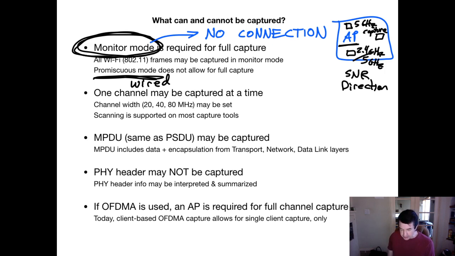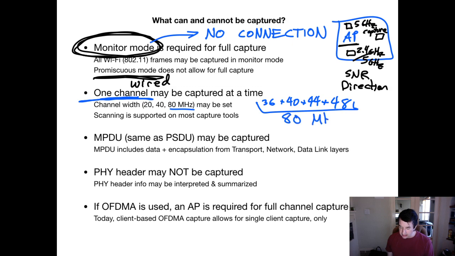We can only capture one channel at a time. Now, you can capture an 80 megahertz wide channel. You can configure your capture to say, I'm actually capturing 4 channels. I might be capturing 36, 40, 44, and 48. I'm able to capture all 80 megahertz here. You do have the ability to do that. That is considered one 80 megahertz wide channel.